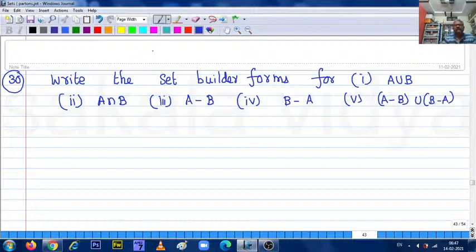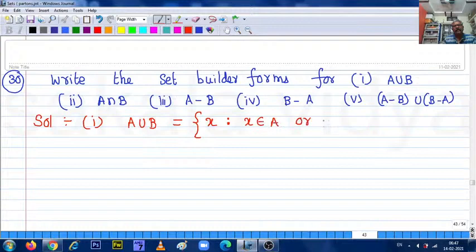So let me write one by one set builder form. So first one, solution. Set builder form for A union B. You start like this. X such that X belongs to A, or X belongs to B. This is the set builder form for A union B.